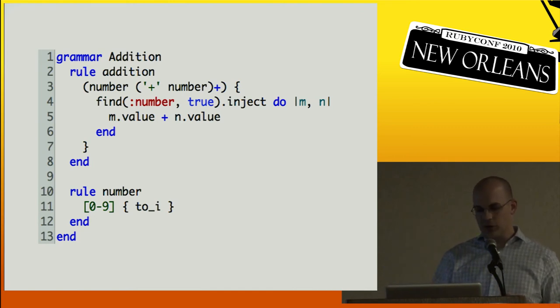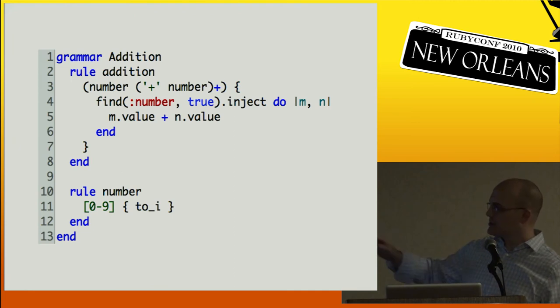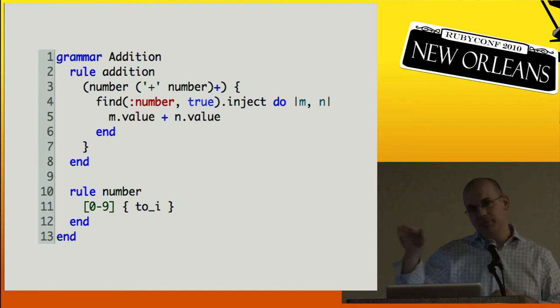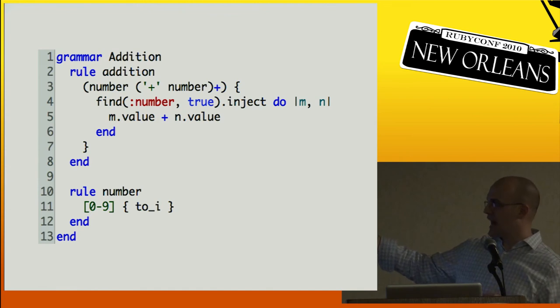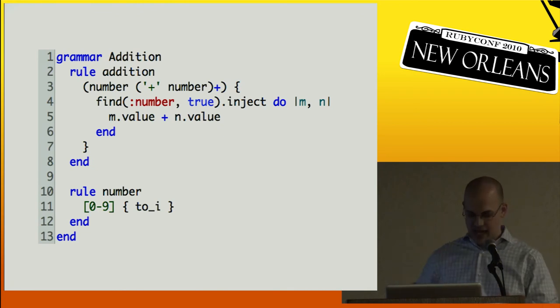Basically, these match objects have a method called find, which lets you find matches by their name, right? In this case, we want to find matches that have the name number, which should be pretty self-evident. And true means we want to go as deeply into the tree as it takes. So we want to recurse into this tree and find all the matches named number. And basically, we're just going to add them up. So the value method of an addition match should return all of those matches added up.